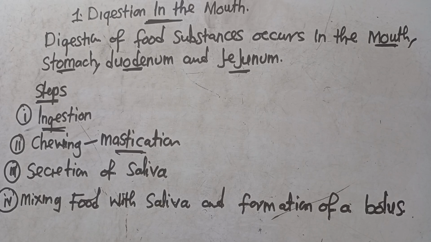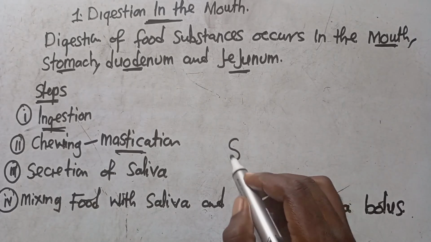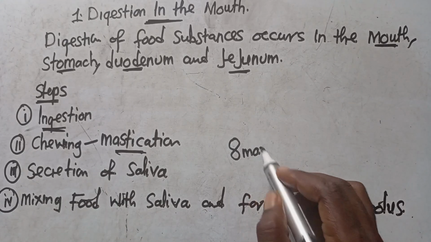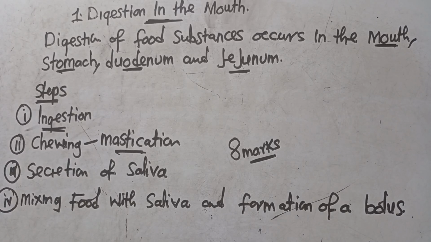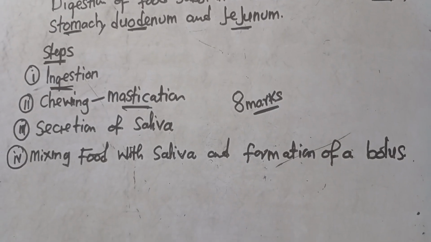So in an exam, when you are given a question, they can just tell you, explain the digestion in the mouth, how it happens. You find maybe 8 marks there. How then can you explain this?